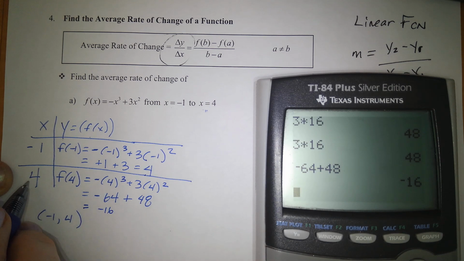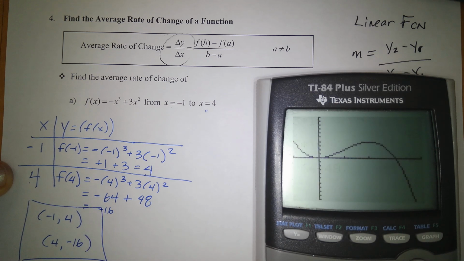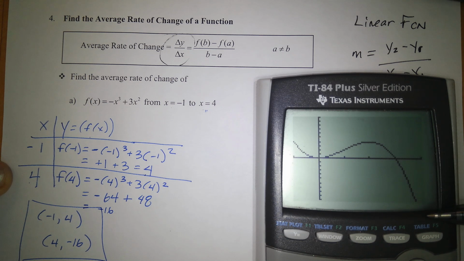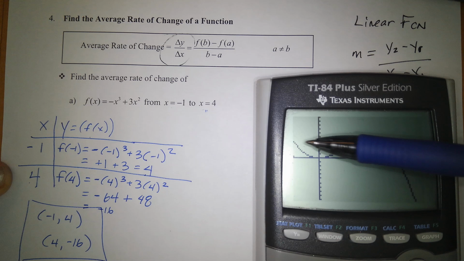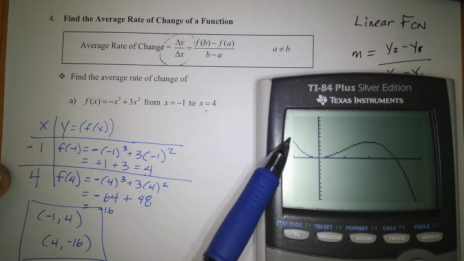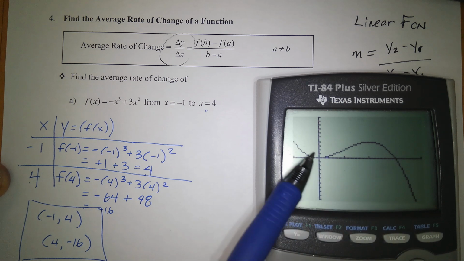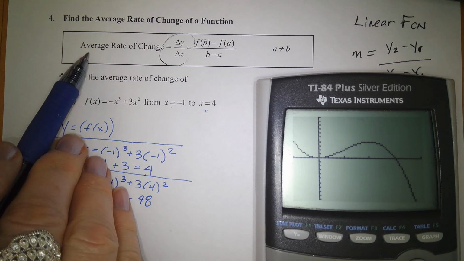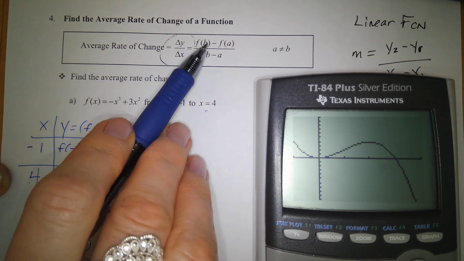So I'll have another point at 4, -16. So these are going to be the 2 points that we're going to use: -1, 4, and 4, -16, which is way down here. So now we're going to connect those 2 points with a straight line. So imagine a straight line going from here down to here, and we want to find the slope of that imaginary line. So the slope between these 2 points is called the average rate of change between those 2 points.